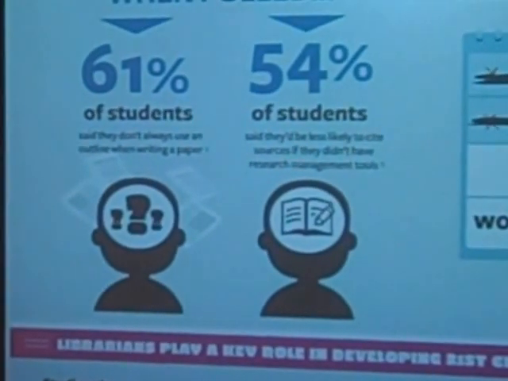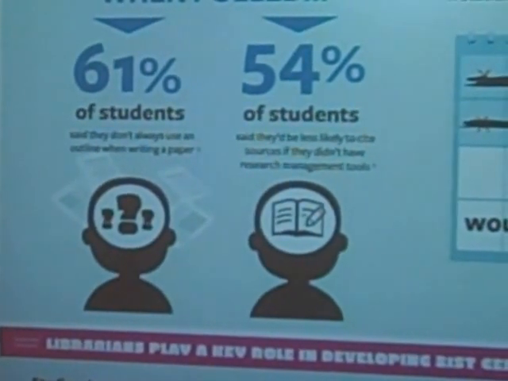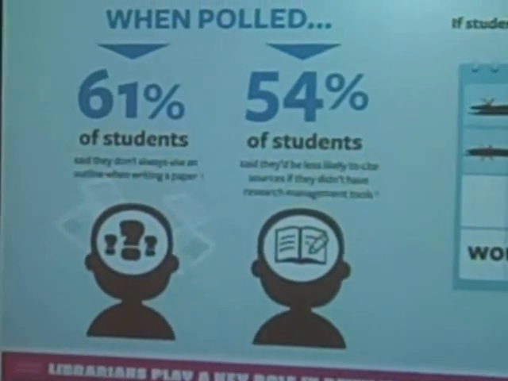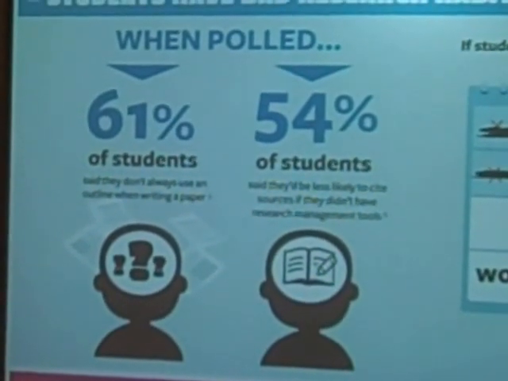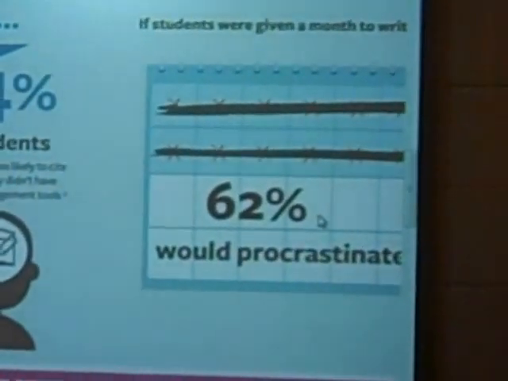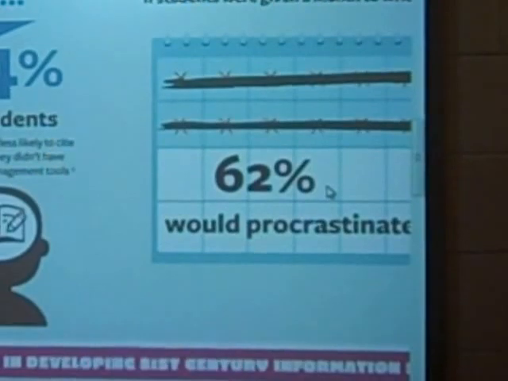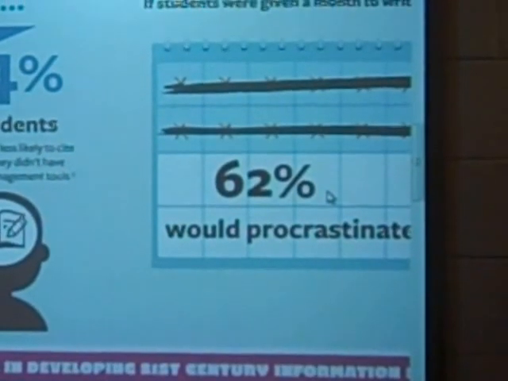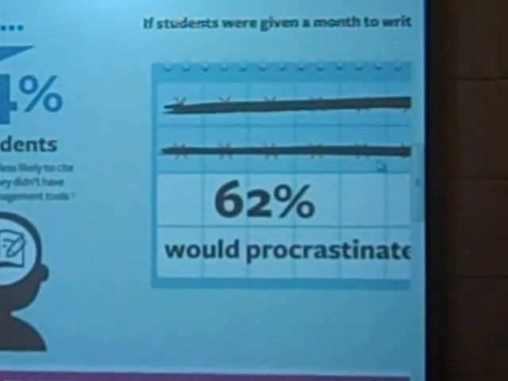So when polled, 61% of the students said they don't always use an outline when writing a paper. So that's another problem. And they like to procrastinate, so you wait till the very end to get it done. And when you wait till the very end to get something done, you're panicking, and what do you start doing really fast? Copying and pasting, right? So it's kind of like a little vicious cycle, right?